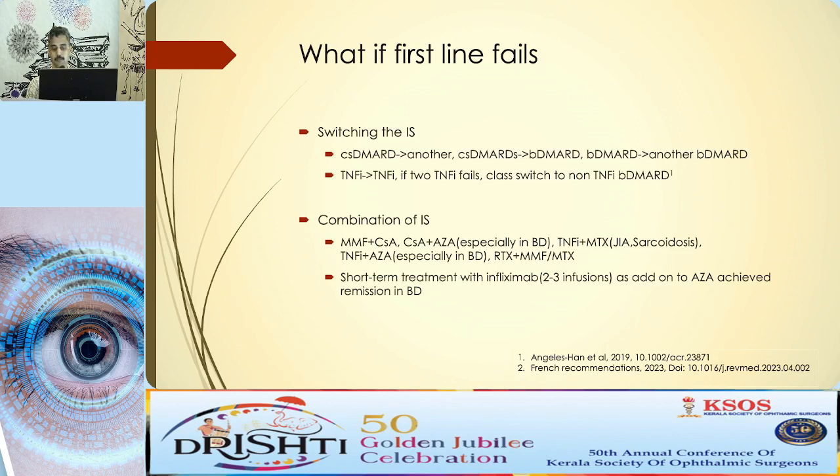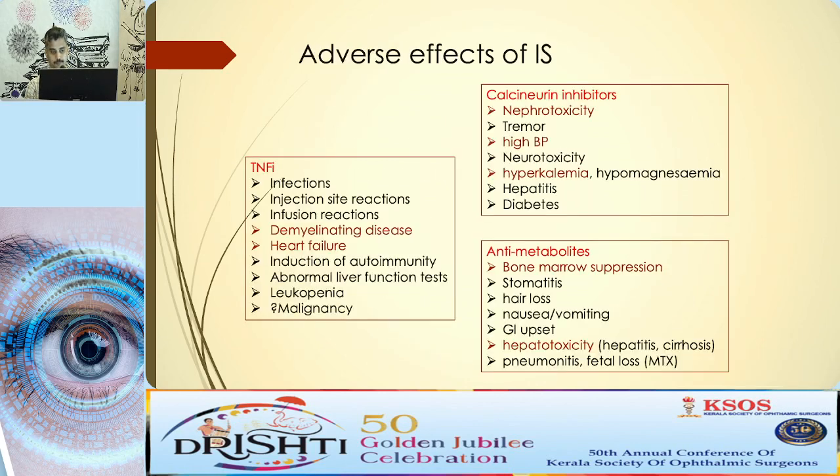And even short-term, in Behçet disease, a short-term treatment with infliximab, 2 or 3 infusions along with azathioprine and maintained with azathioprine, is shown to help in achieving remissions, especially when you don't have enough finances to continue with the TNF infusions. So this can also be tried in our clinical practice.